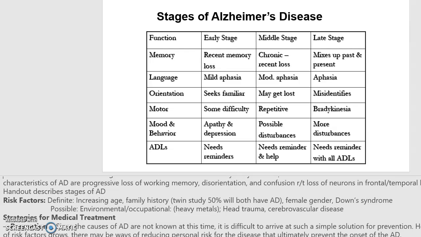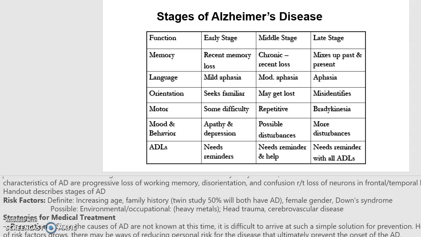In middle stage, we see a chronic to recent loss of memory, a moderate amount of aphasia where their sentences trail off or they can't remember what they were going to say. They may get lost, even in familiar places. They have repetitive motor movements with their fingers or arms, sometimes with their head and mouth. They might have some possible moodiness disturbances, and they might need a lot of reminders and help with their ADLs and hygiene.